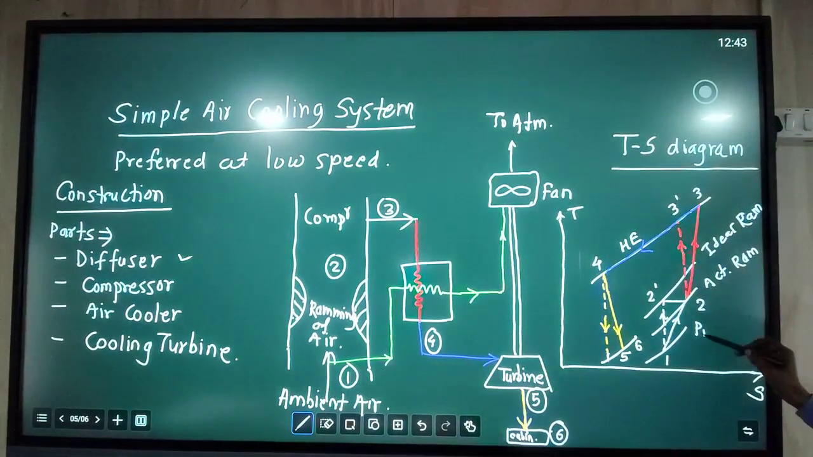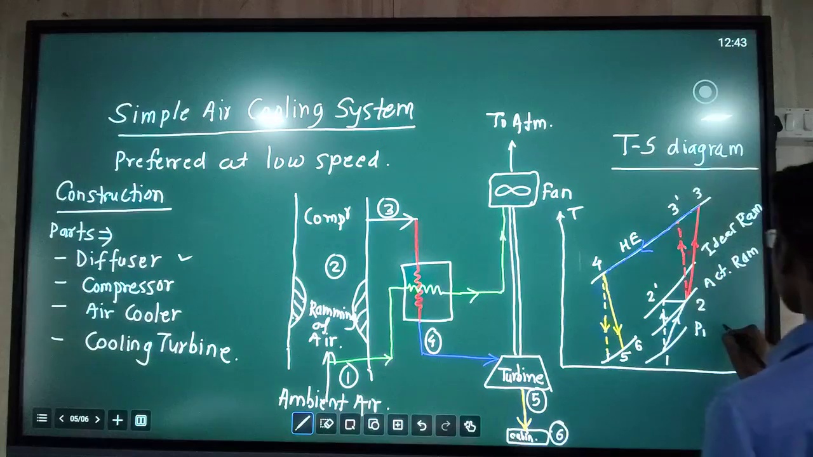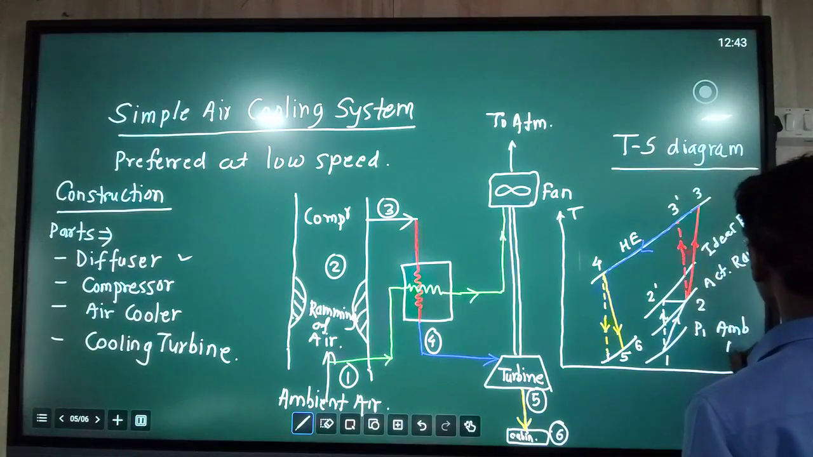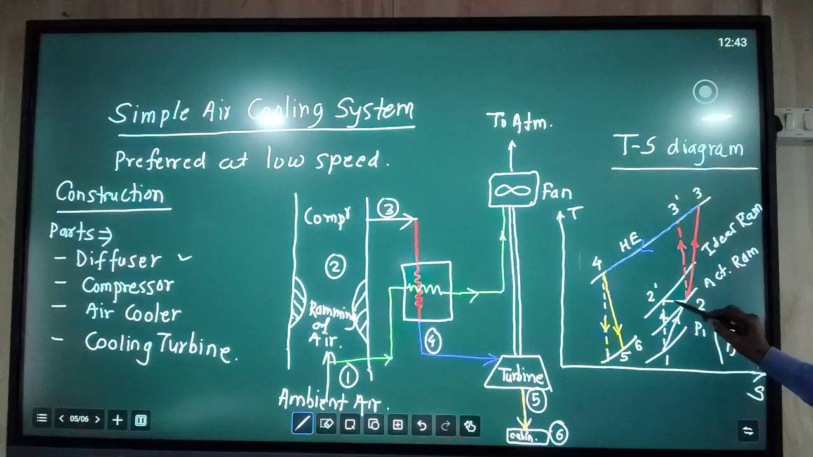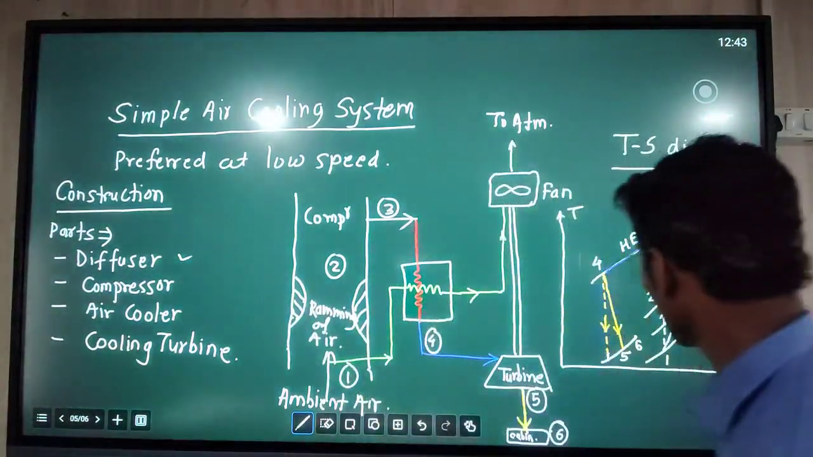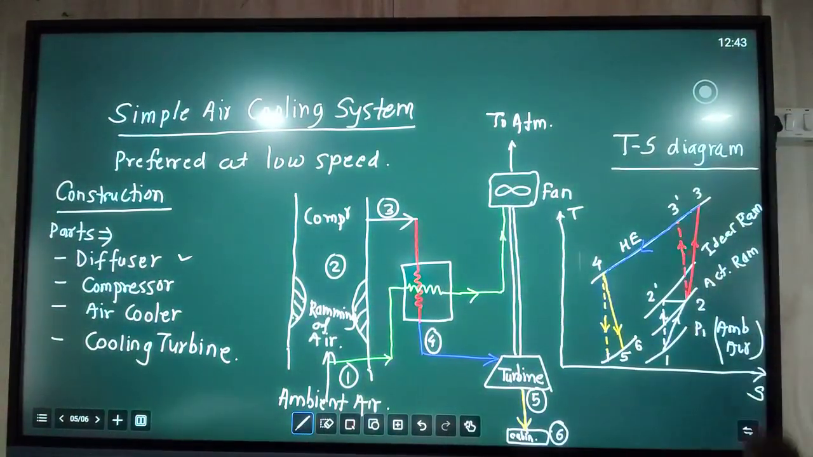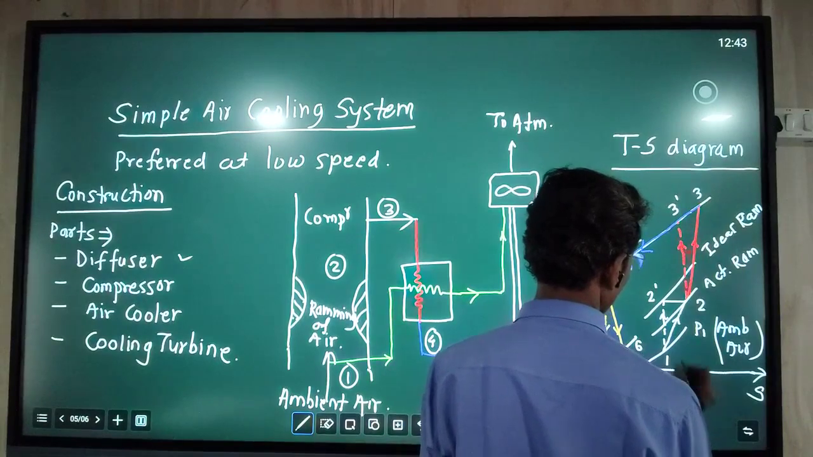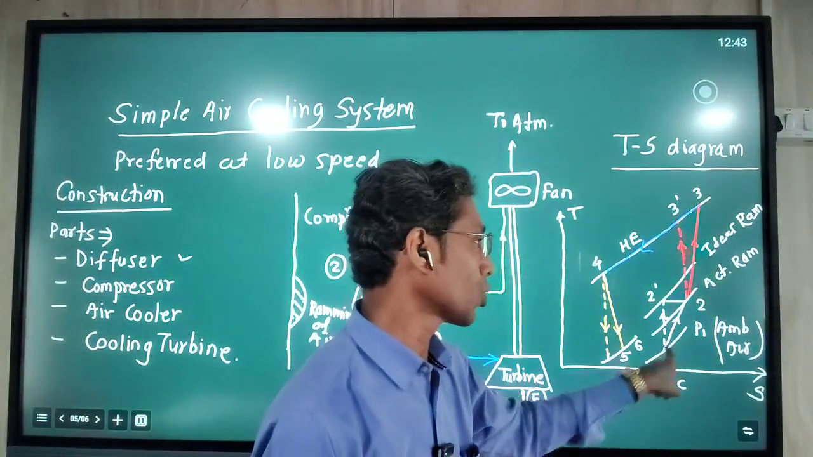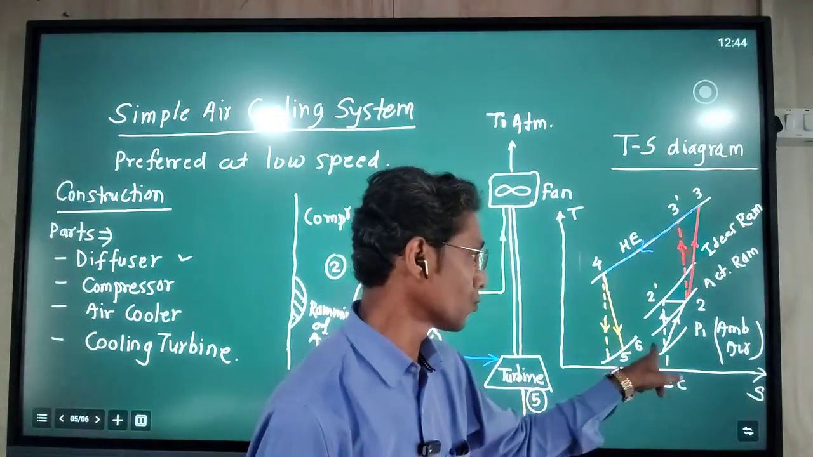Here simultaneously we can see the pressure line of the ambient or entering air. Point number 1, pressure P1. 1 to 2 is the ramming process, which takes place in the diffuser section. Here we can see two ways of taking that process. This vertical dotted line shows the process taking place ideally, the isentropic ramming process, in which entropy remains constant, and this is the actual path followed by the process from 1 to 2 in ramming.